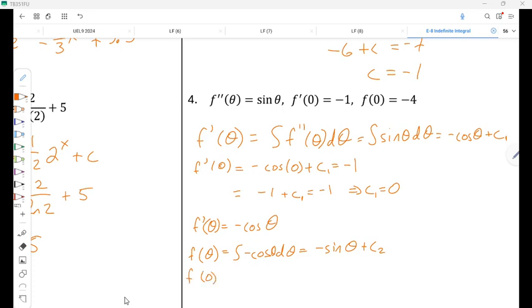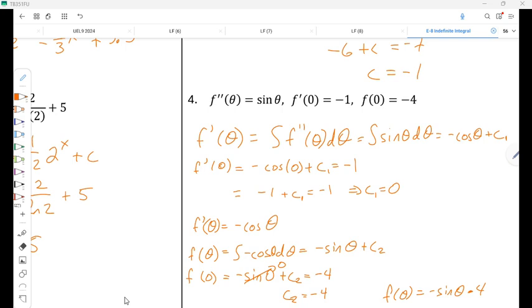And we know that f of 0 is negative 4. So negative sine 0 plus C2 equals negative 4. But the sine of 0 is 0. So C2 equals negative 4. So we now know that f of theta is negative sine theta plus C2. So we've got negative sine theta minus 4.